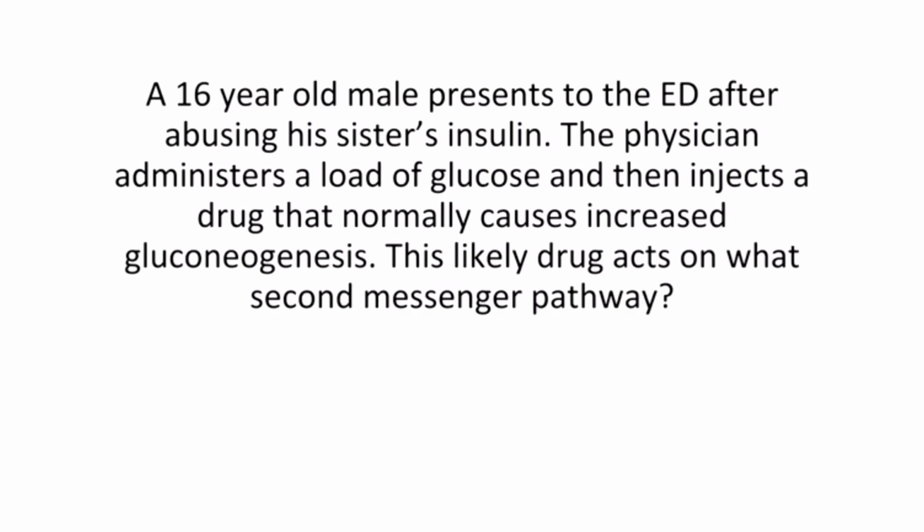Okay, from the question stem, we know that the patient is abusing insulin, and a drug was given to counteract the effects of insulin. Recall that glucagon opposes insulin, and the administration of glucose and glucagon can be very helpful in restoring the patient's blood glucose levels to normal. As we learned earlier, glucagon normally acts on the GS alpha subunit pathway, which increases cyclic AMP.